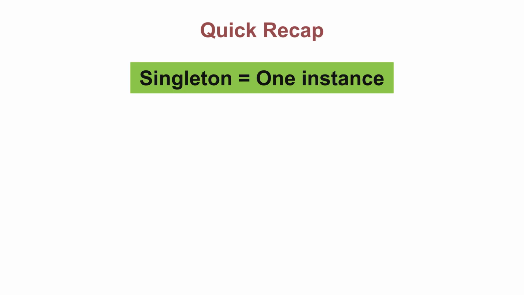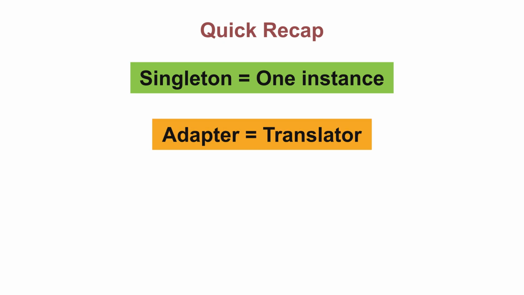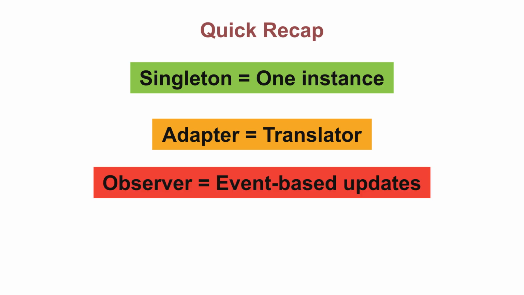Here's a quick recap. Creational patterns are about how objects are created. Their purpose is to help you control object creation and manage dependencies. Structural patterns are about how objects are composed. Their purpose is to define the best ways to structure relationships between classes and objects. Behavioral patterns are about how objects interact. Their purpose is to handle communication and responsibilities between objects.